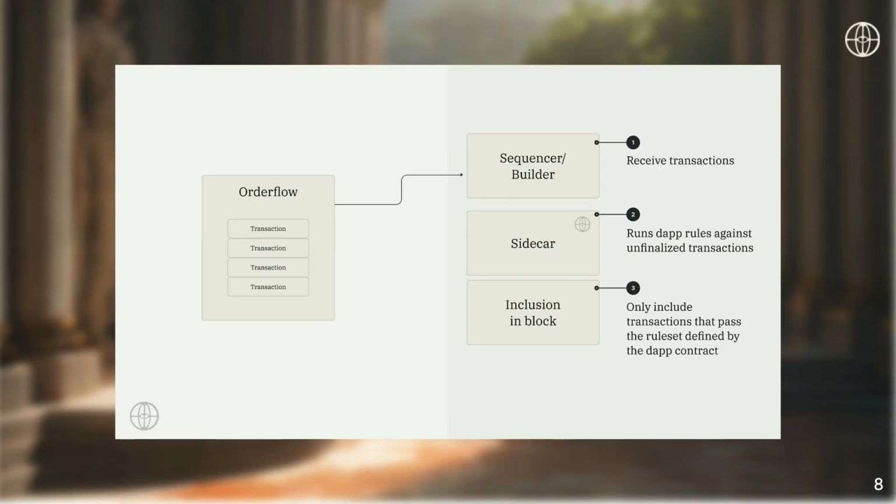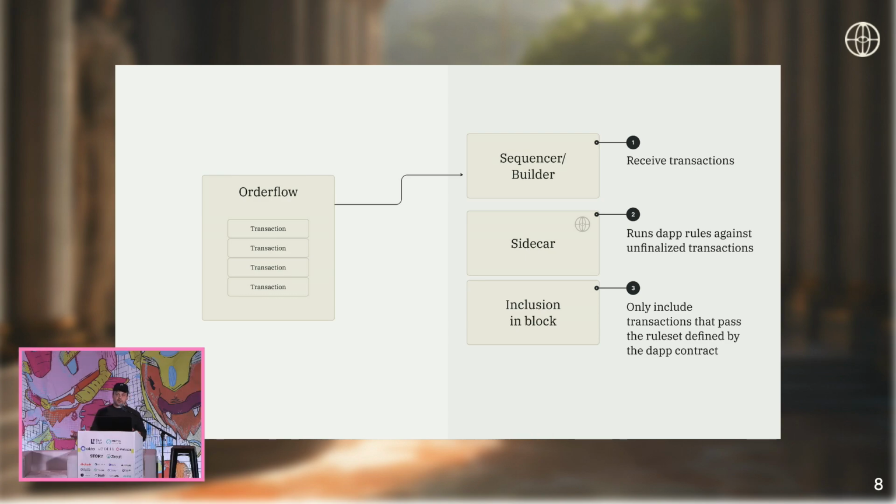How does it work? You have the order flow of transactions, which is sent to the sequencer or builder. Then we have our sidecar that runs all these dapps rules against the unfinalized transactions, what I talked about before, where we basically simulate all the transactions and only include then the transactions that passed the rule set that we've defined with our assertions.